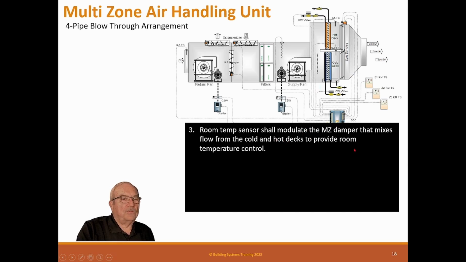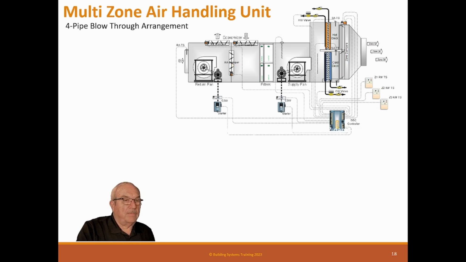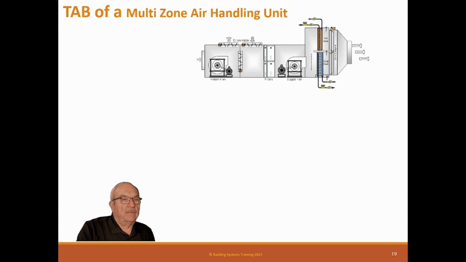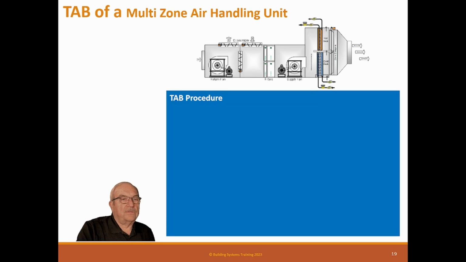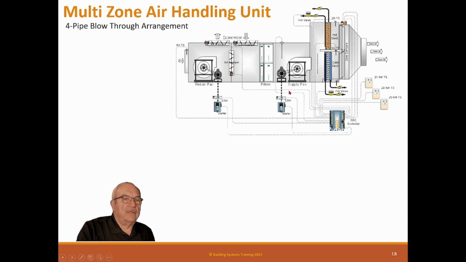Room temperature sensors should modulate the multi-zone damper that mixes flow from the cold and hot decks to provide room temperature control. Then here's the economizer, which has exactly the same sequence as the other one, for the economizer load.